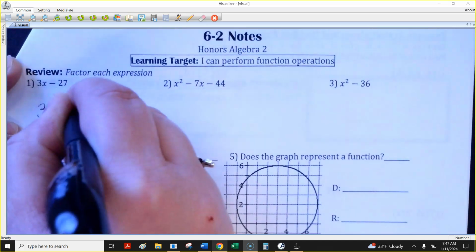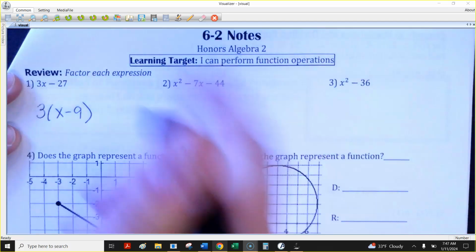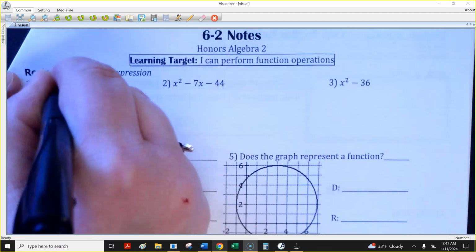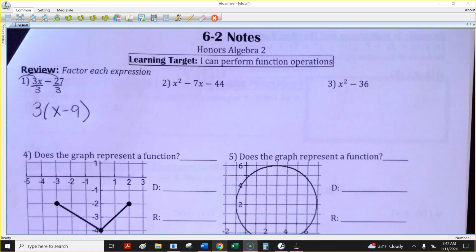Perfect. So really all you could do there, they just have a greatest common factor between the terms. Both of those are divisible by 3. So what I'm doing there, it's like undoing a distributive property basically. So you're dividing both of the terms by 3, taking that out in front. When you have it in factored form, it should be something multiplied by something else to get the factors. So 3 is a factor, x minus 9 is a factor.